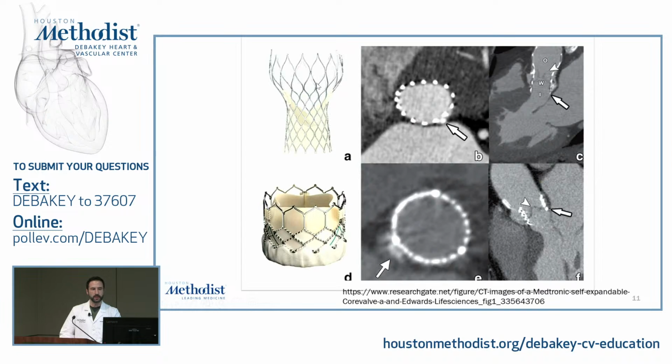And your self-expanding valves, you can see, are placed supra-annular. So here's the metallic frame, and you can see the leaflets here, they open above the annulus being somewhere here. And then your balloon expandable valves, the leaflets are placed at the annular level. So here's the metallic frame, and here are the leaflets at the annulus.